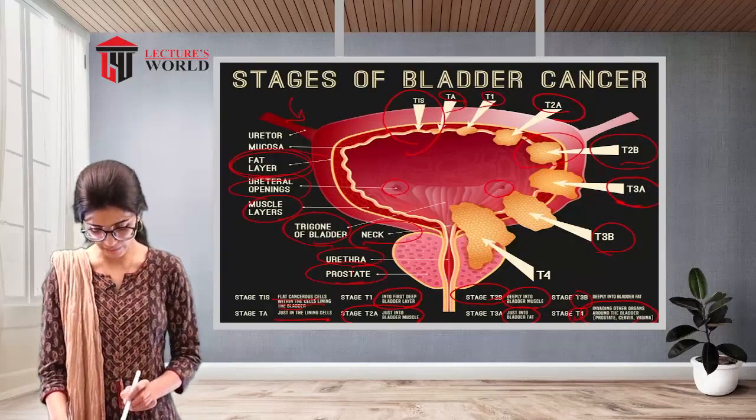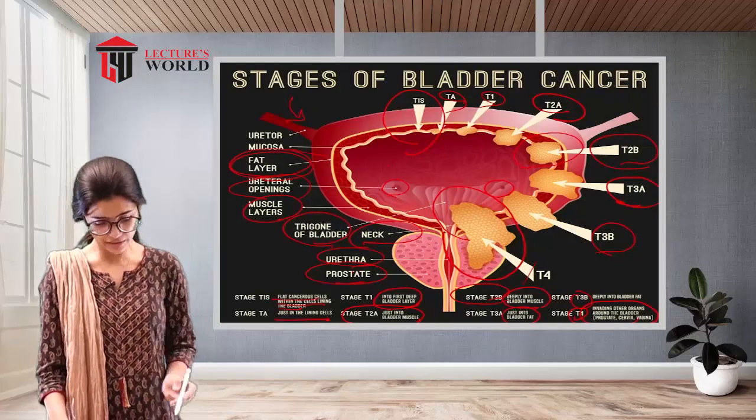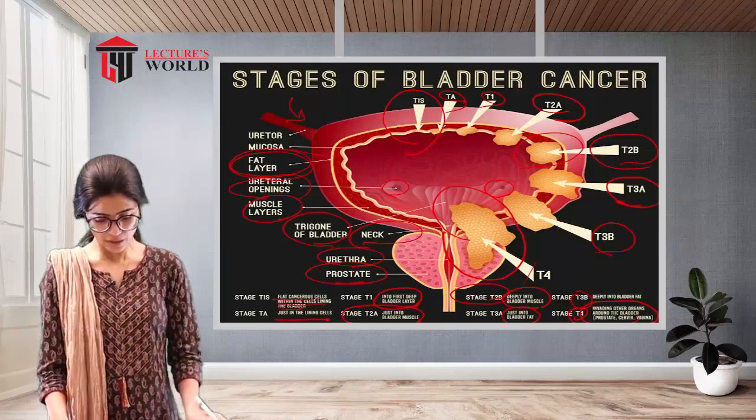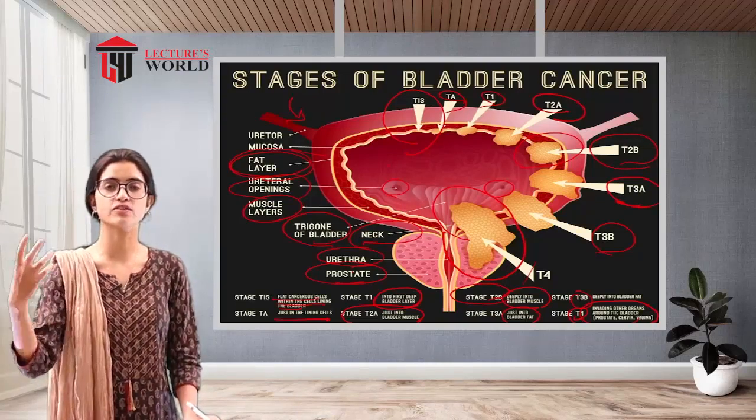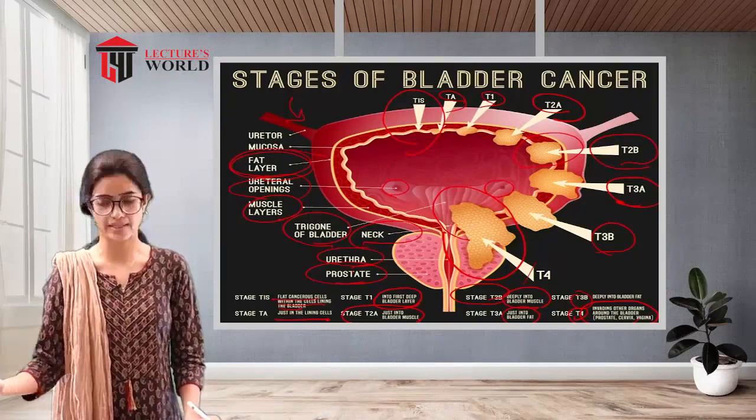As you can see, the other regions are starting to be affected, not only the inside regions but the outside regions herein, which is the urethra and the prostate. They are getting compressed because of the cancerous growth. So these are the stages of the bladder cancer.